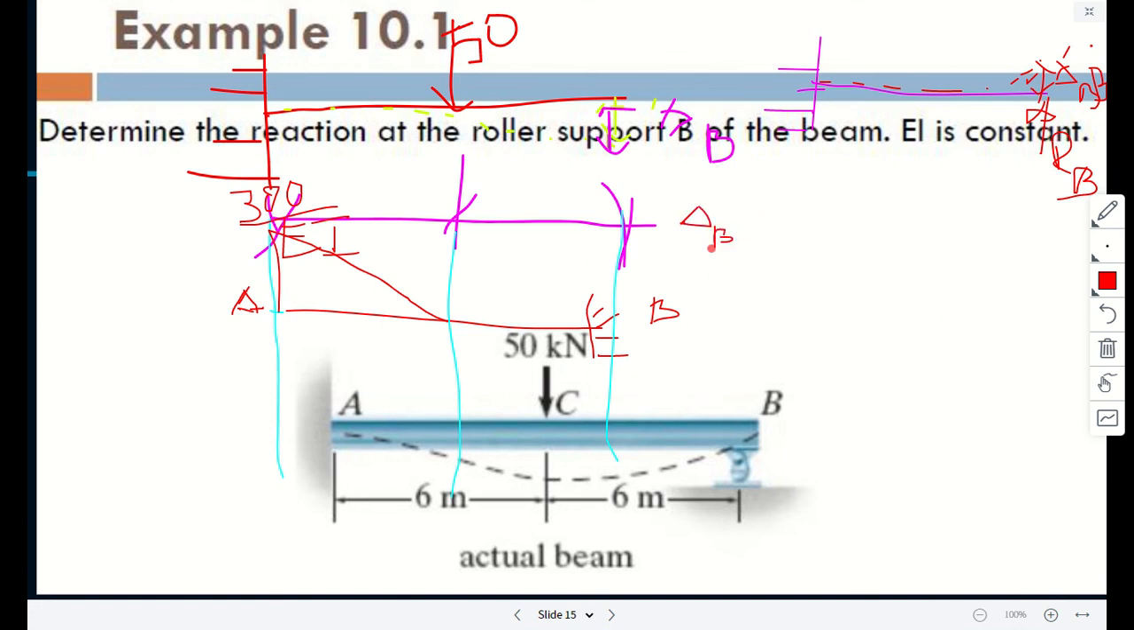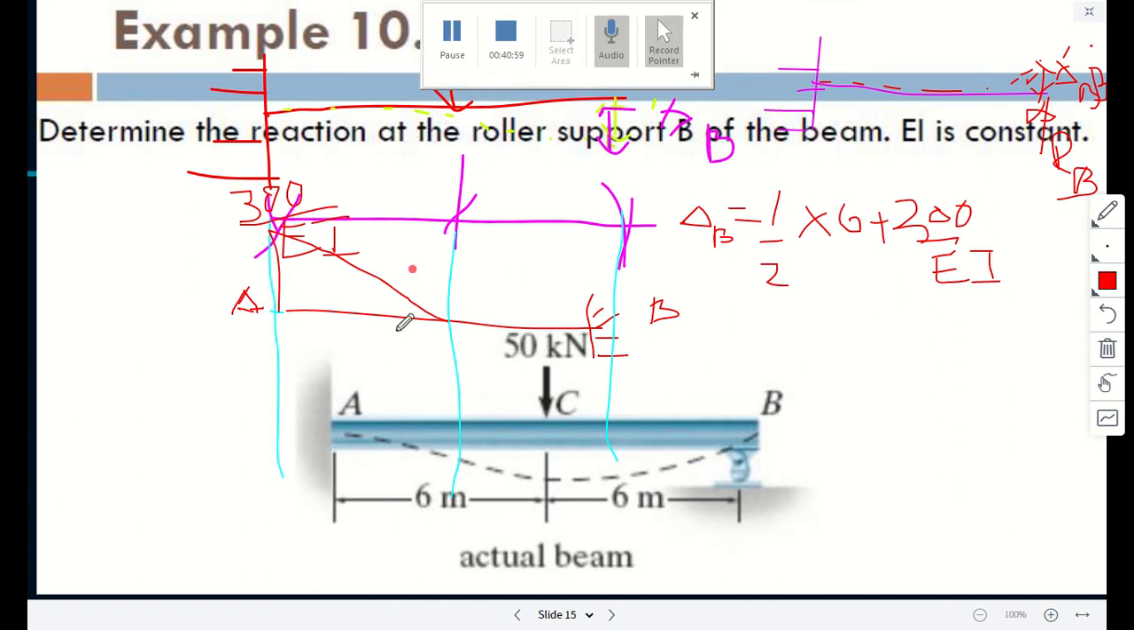And how do we get that? For delta B, to get the moment, you first get the area. The area is a half times 6. The length is 6. The height is 300 over EI. So 300 over EI.